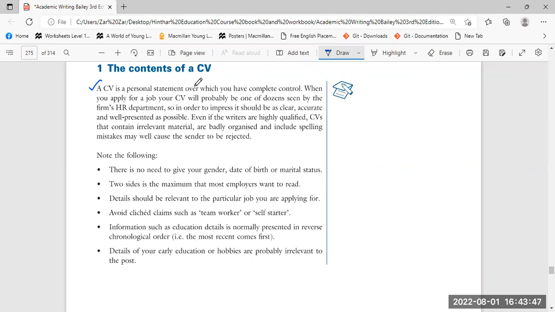So a CV is a personal statement over which you have complete control. When you apply for a job, your CV will probably be one of dozens seen by the HR department. So in order to impress, it should be as clear, accurate, and well presented as possible. A CV that contains irrelevant material, is badly organized and includes spelling mistakes may well get rejected. Irrelevant material is, for example, a photo where the background is not good, or you with a funny face. We shouldn't do this.